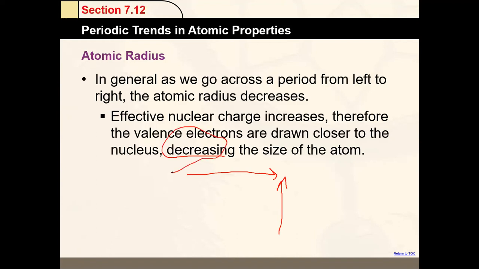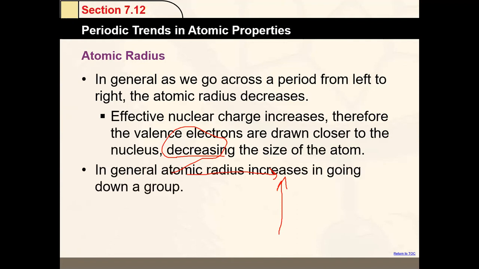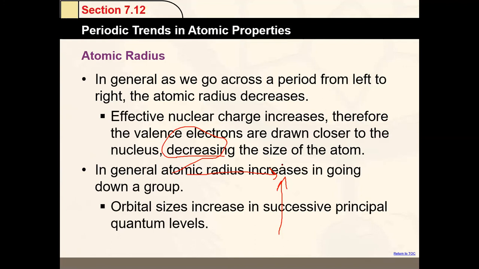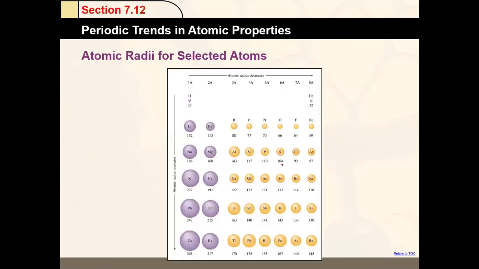Okay. Effective nuclear charge increases, therefore the valence electrons are drawn closer to the nucleus, decreasing the size of the atom. Okay, so that's across the period. It means that the nuclear charge increases. We have more protons, but we are still in the same shell. So that's why the effective nuclear charge increases. In general, atomic radius increases going down a group, right? Increases going down, decreases going up. Orbital sizes increase in successive principal quantum levels. Yeah, this is the size of the atoms, right? This is the atomic radius.